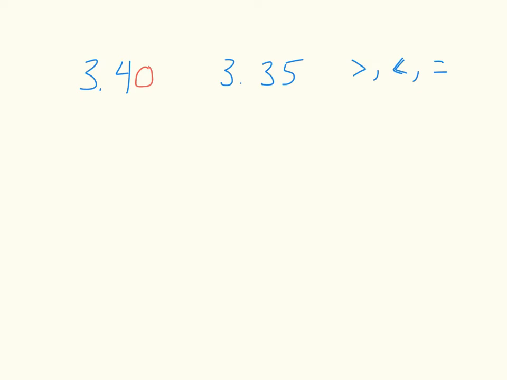If you're able and feel totally comfortable just going place value by place value, then do that. So place value by place value, we're looking at our 3 and our 3, and those are equal. Then we move to our 4 and our 3, and those are different. We know that 4 is greater than 3, so 4/10 is greater than 3/10. So 3 and 4/10 is greater than 3 and 35/100, and we don't need to move any farther on our place values.